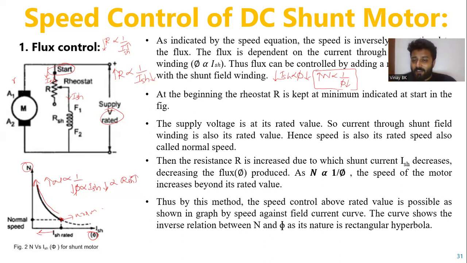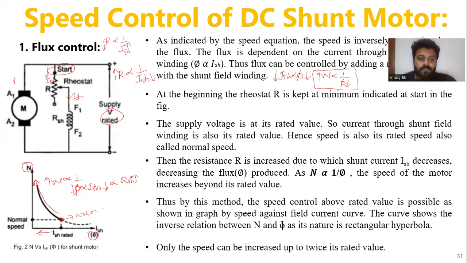So in this method you can control the speed which is above the rated value. Okay, so this is about the flux control method. Only the speed can be increased up to twice its rated value. If the speed is 1500, you can control it till 3000 rpm. Keep that in your mind.